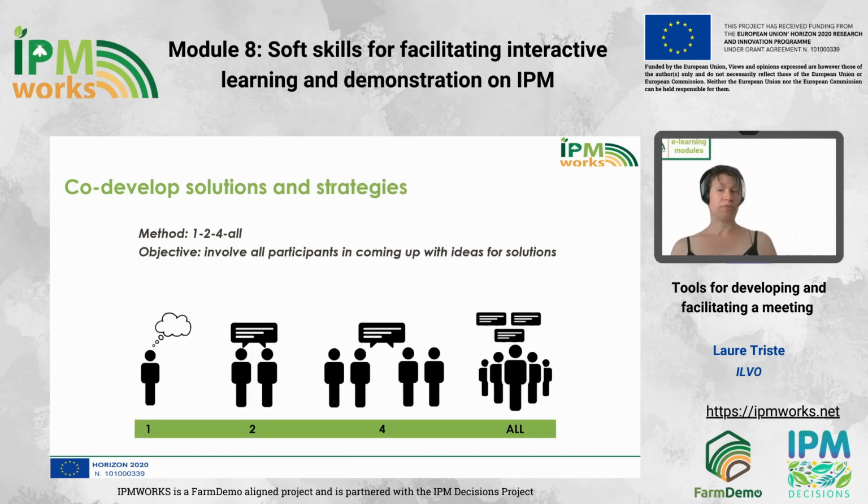Then, if you have decided upon which steps to follow, you could, for example, co-develop solutions and strategies with the group you have. A really easy and accessible method is the 1, 2, 4, all method. And it's a really nice exercise because you involve all participants in your group in coming up with ideas for solutions, also those who are not really keen in talking in public.